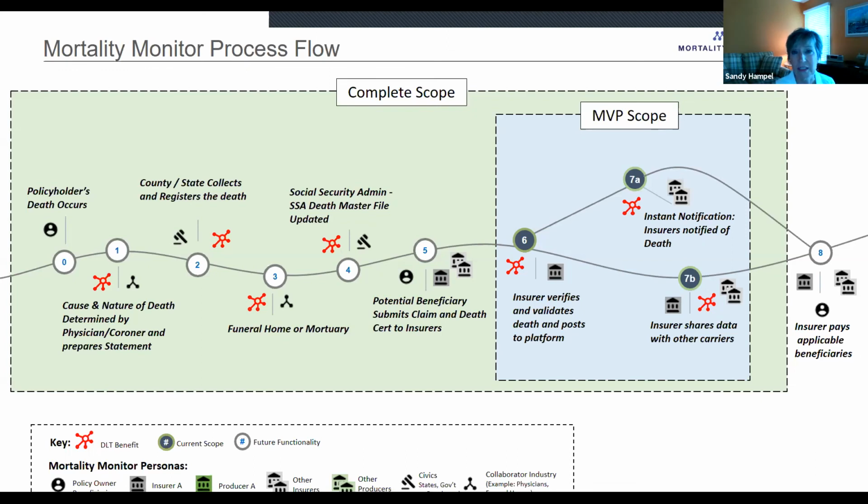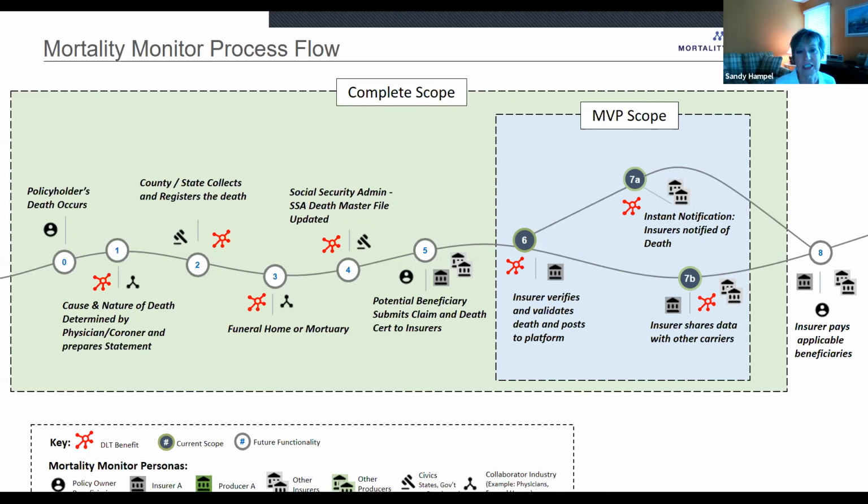So that the carriers then have to start triangulating and pulling information from other sources. Further downstream, the beneficiary will attempt to obtain the death certificates, purchase those death certificates, and then complete the claims forms and submit those on to each carrier for which they have a policy or contract with.